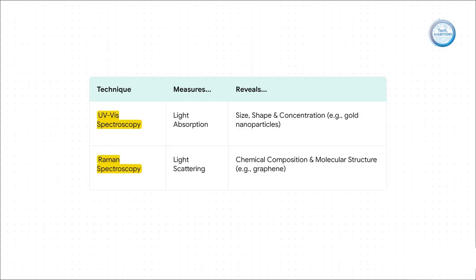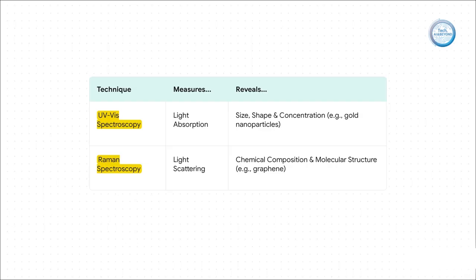This is why a vial of 10 nanometer gold particles looks ruby red, but 50 nanometer gold particles look purple. The color is a direct result of their size. UV-vis measures this color precisely, giving you a very fast and cheap way to check the size and quality of your nanoparticle batch. So UV-vis is about what light gets absorbed.